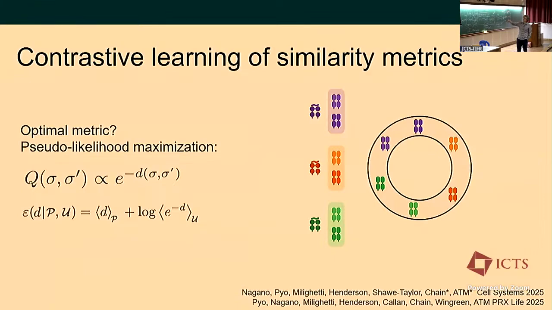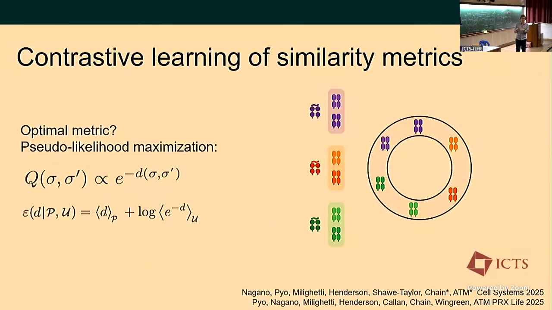You can think about this as pseudo-likelihood maximization. Over all pairs of observed sequences, what's the likelihood of the observed positive pairs relative to a partition function-like term over all the negative pairs? And so you can derive this contrastive loss function directly from a pseudo-likelihood maximization approach. Yeah, and so you can try and do this.